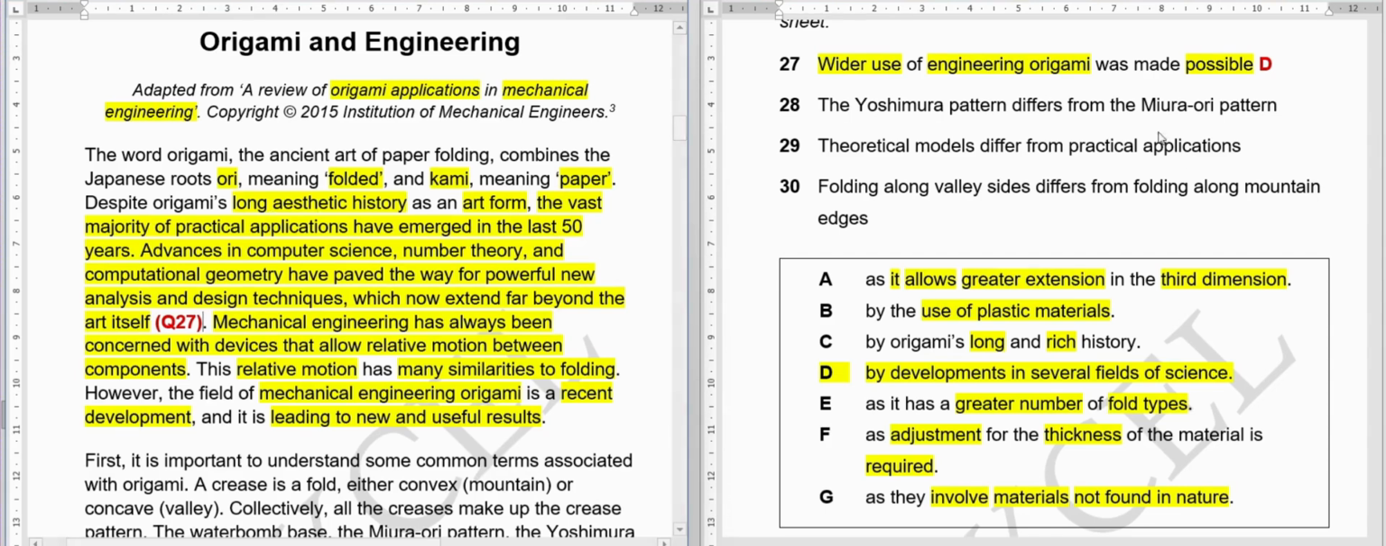Okay, moving on. So 28, the Yoshimura pattern. We haven't read anything about Yoshimura, so there is no need to read the options for this. Theoretical models differ from practical applications. We haven't read about a difference here either. Folding along valley sides differs from... No, we haven't read anything about folding along valley sides or mountain folds. So only the 27th is here from these questions.